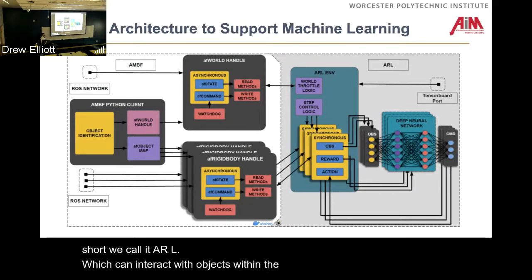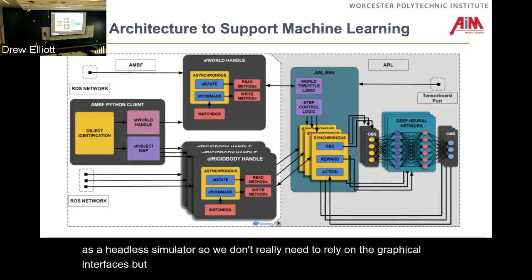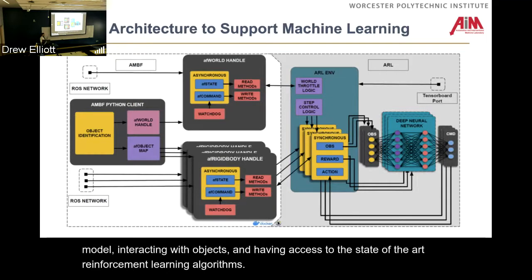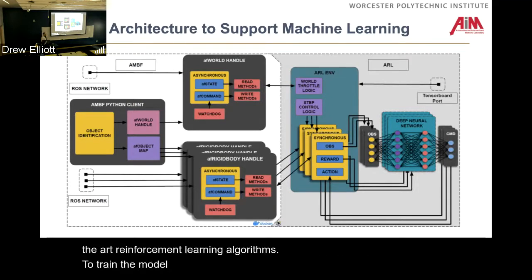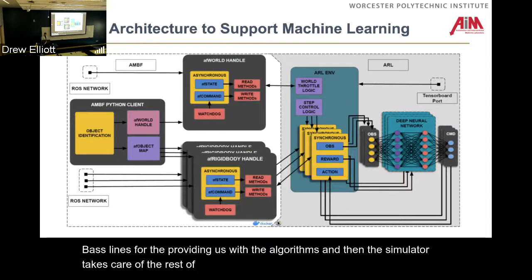You can run the simulator as a headless simulator, so we don't really need to rely on the graphical interfaces, but the model can, in the background, have a loop in training the model, interacting with the objects, and having access to the state-of-the-art reinforcement learning algorithms to train the model. The ARL uses the OpenAI Gym as well as the Baselines for providing us with the algorithms, and then the simulator takes care of the rest of the interactions with the robot models.